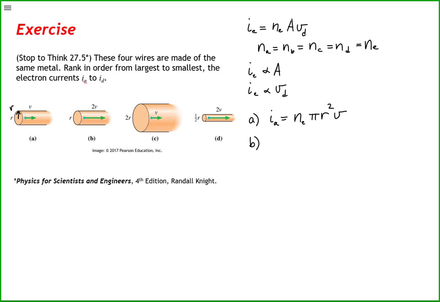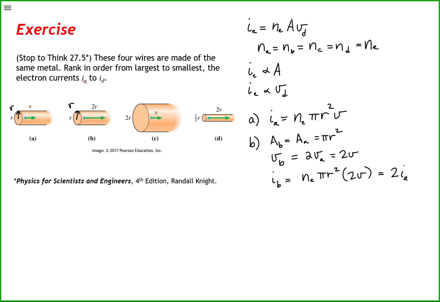So let's look at wire B. Notice that wire B, for example, has the same cross-sectional area as wire A. Also notice that wire B has twice the drift speed as wire A. This means that the electron current for wire B, if we did our math right, and the math on this is very simple, is equal to twice the electron current for wire A. And in this situation, it's twice the electron current of wire A because the electrons in wire B move with twice the drift speed as wire A, even though the cross-sectional area is the same.